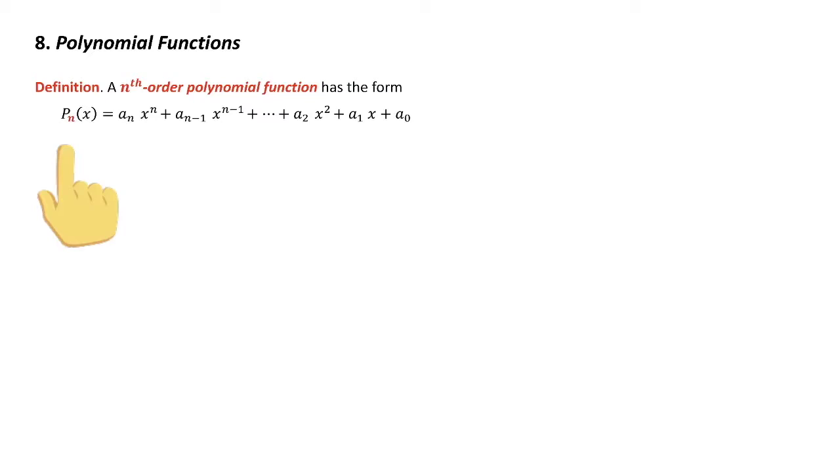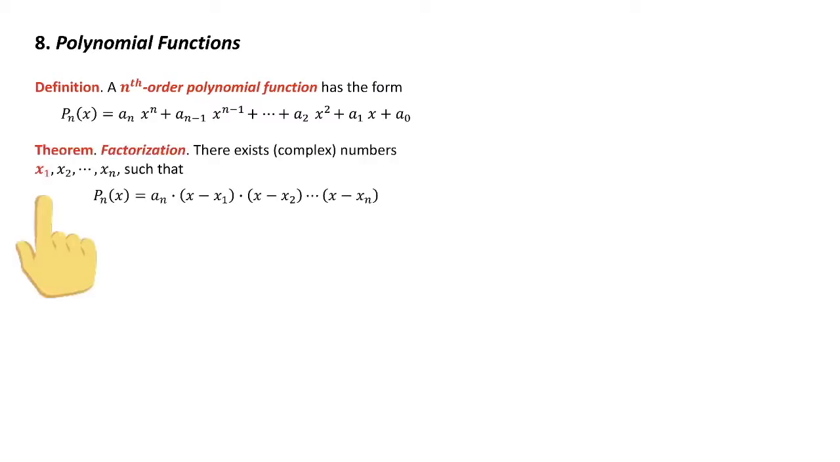So if it's a cubic, it would be p for polynomial, n would be 3. So it would be x to the 3, x squared, x to the first power. And this would be a0 times 1, and 1 is x to the 0 power.